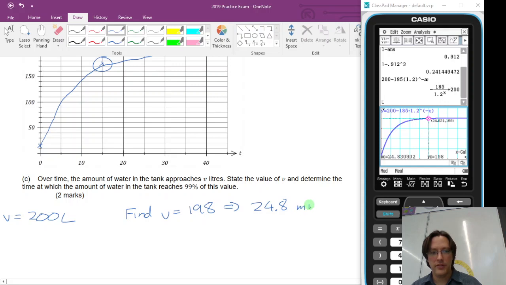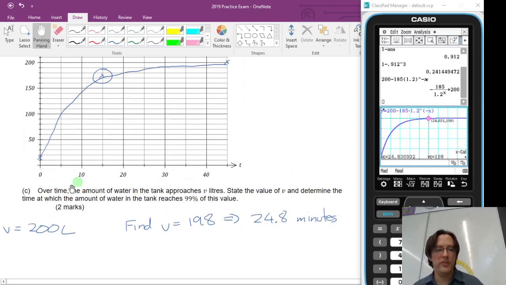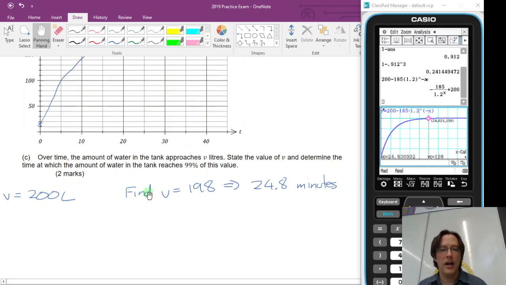24.8 minutes. Okay, and there we go, and that's the correct answer. So that's an easy 2 marks, it's just a 2 mark, do you know how to use a calculator on a graph question. So yeah, that was pretty straightforward.